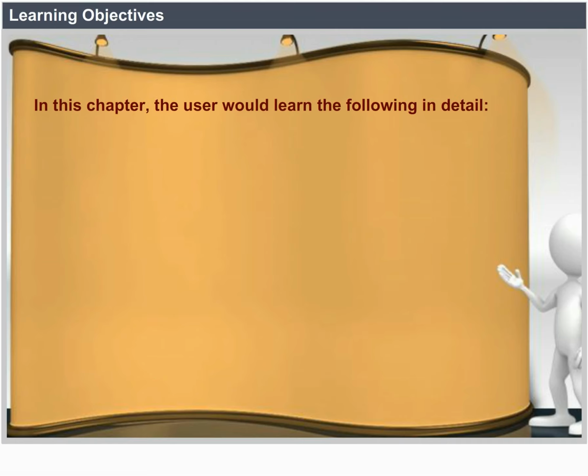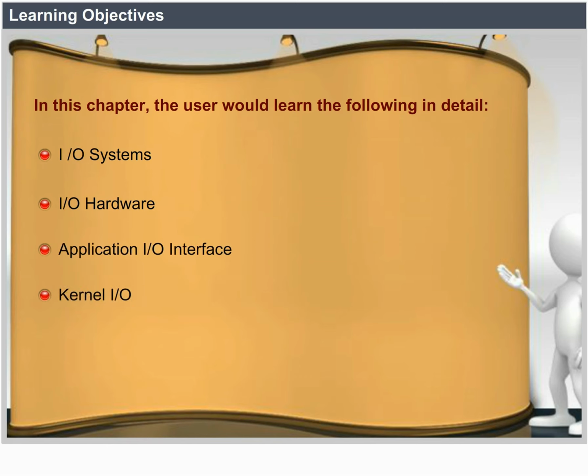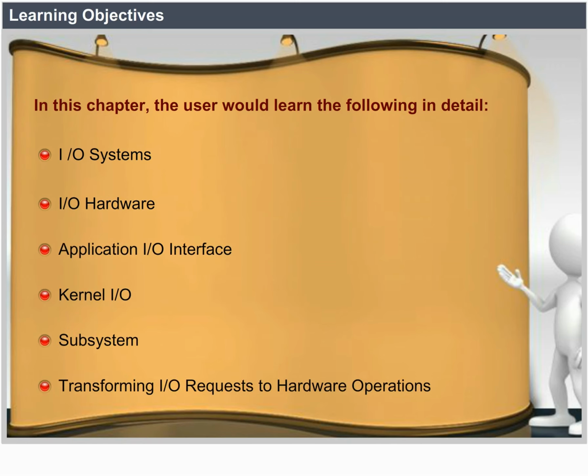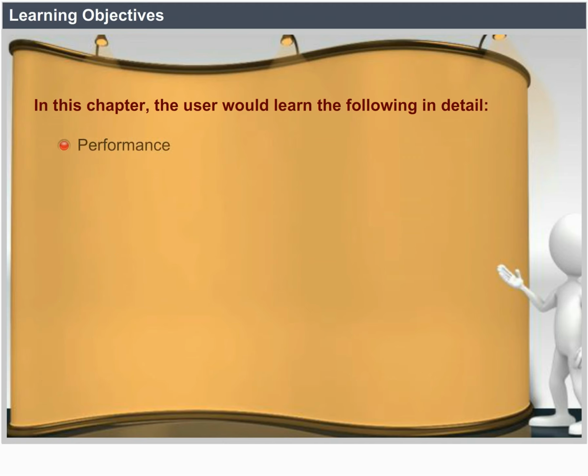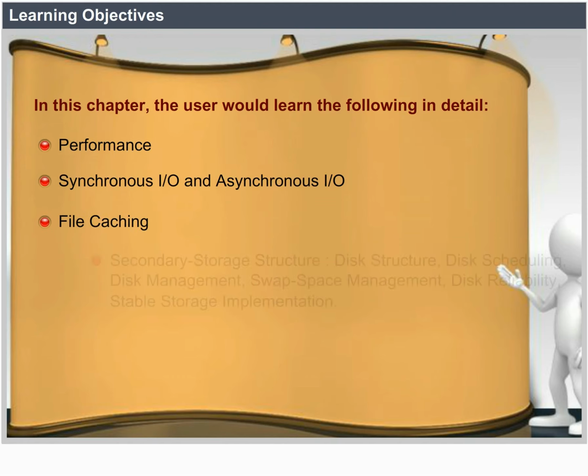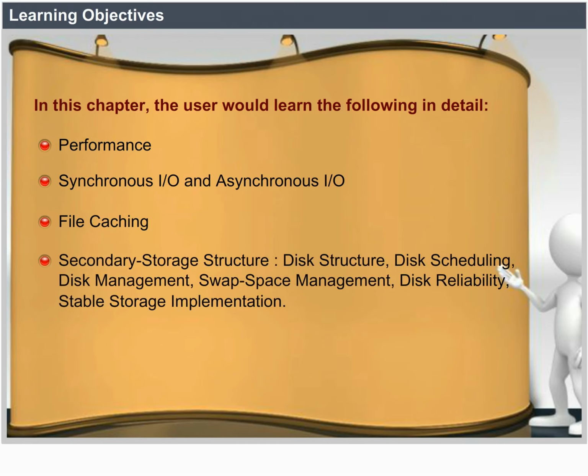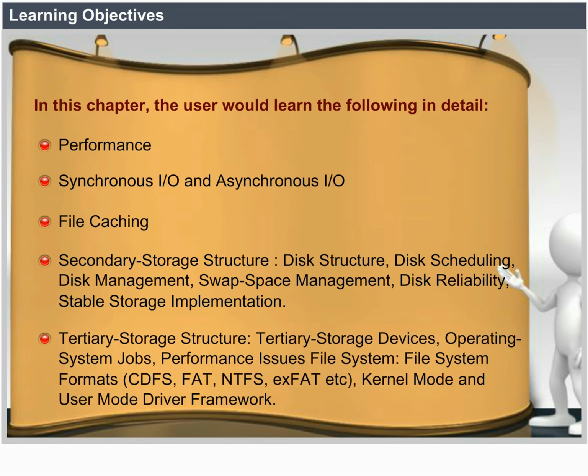Learning objectives. In this chapter, the user would learn the following in detail: input-output systems, input-output hardware, application input-output interface, kernel input-output subsystem, transforming input-output requests to hardware operations, performance, synchronous input-output and asynchronous input-output, file caching, secondary storage structure, disk scheduling, disk management, swap space management, disk reliability, stable storage implementation, tertiary storage structure, tertiary storage devices, operating system jobs, performance issues, file system formats, CDFS, FAT, NTFS, exFAT, etc., kernel mode and user mode driver framework.